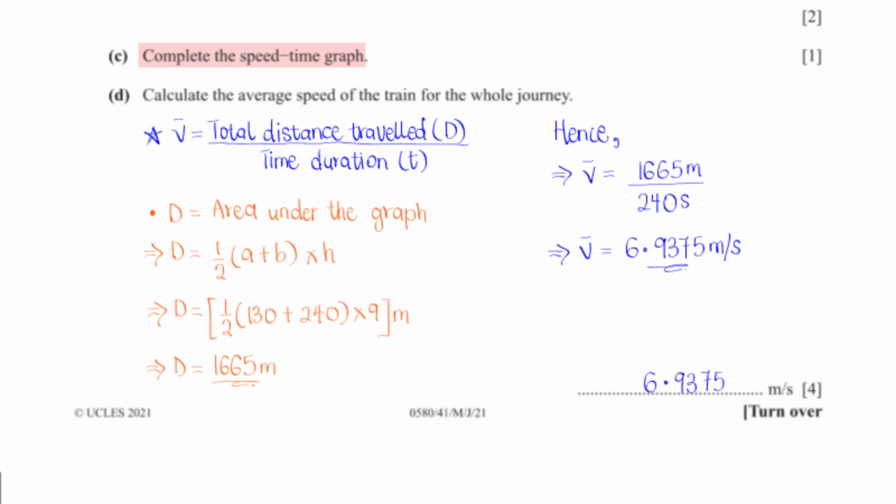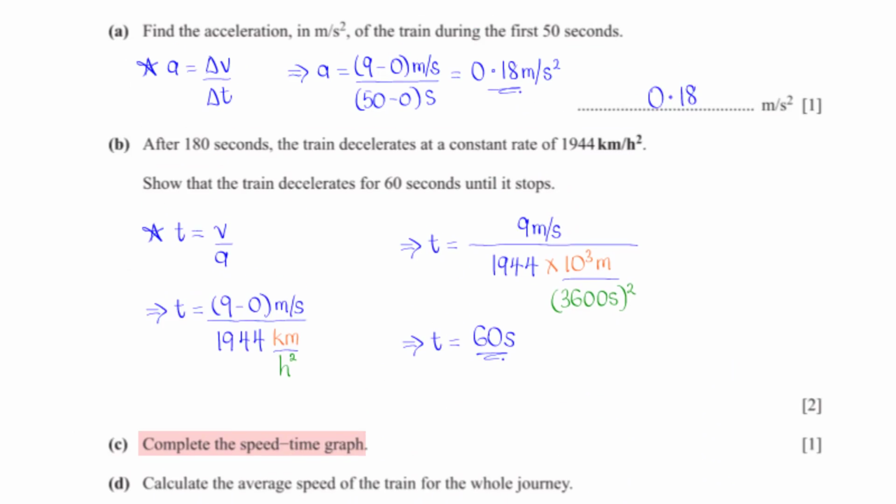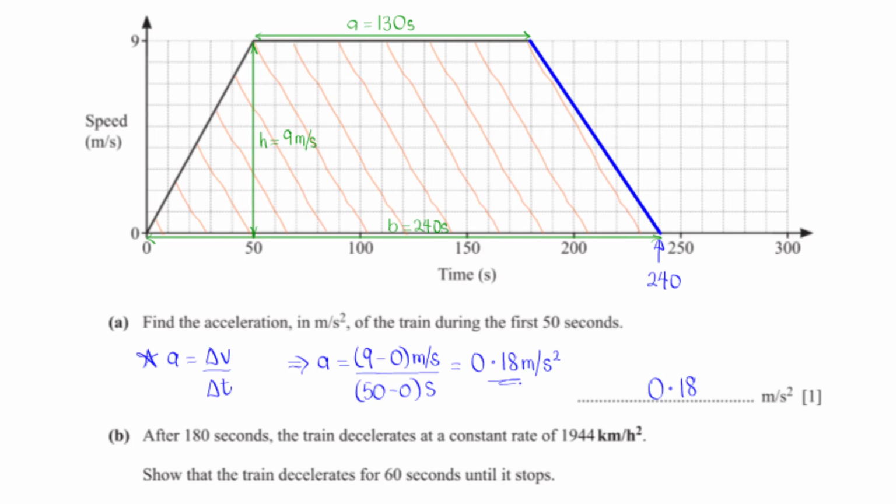Complete the speed time graph. So we've already shown that the time duration for the deceleration is 60 seconds. And so when we add 60 seconds to 180 seconds, we get 240 seconds. And so it means that the train comes to a stop at t equals 240. And so to complete the graph, all we need to do is draw a straight line from where the graph ended at t equals 180 down to the horizontal axis at t equals 240 seconds.